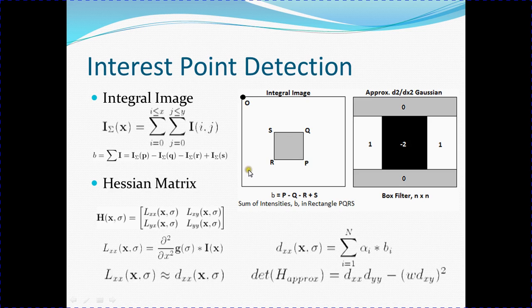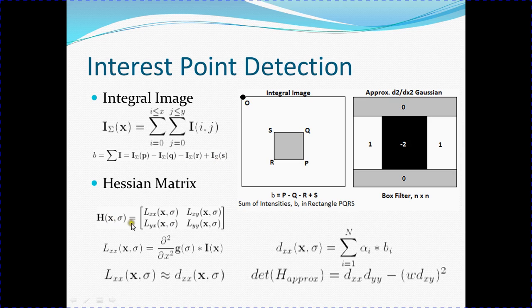And so this allows for a simple evaluation of a summation of a rectangular area of images. So here, for this area, which we'll call B, once you have the integral image calculated, the sum of the intensities in this square area would simply be P minus plus S minus Q minus R. And so you can see that's a constant time summation operation, which comes in handy, as we'll see.